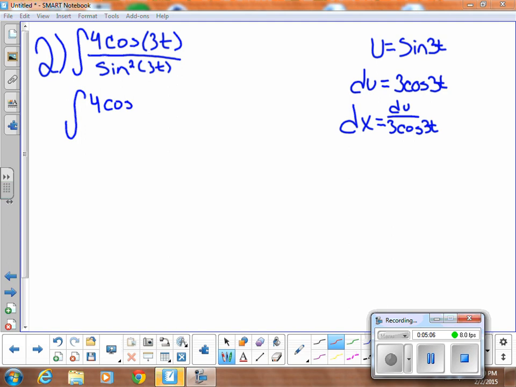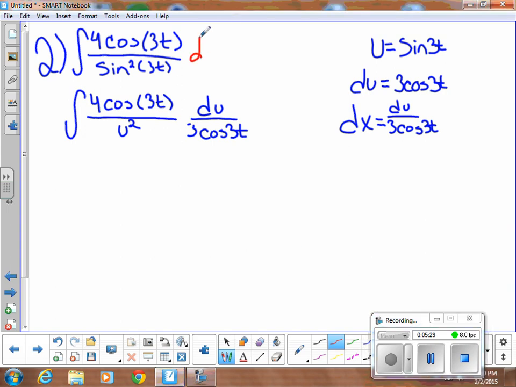Okay, so we're going back and rewriting. You have 4 cosine 3t. I haven't done anything to that piece. Over u squared, because sine 3t became my u. Du over 3 cosine 3t. Don't forget the dt on the top one. I don't know. Maybe I forgot it right here. Did I forget it?